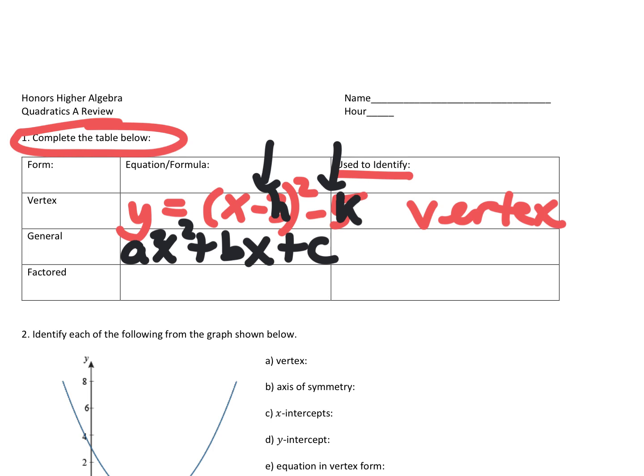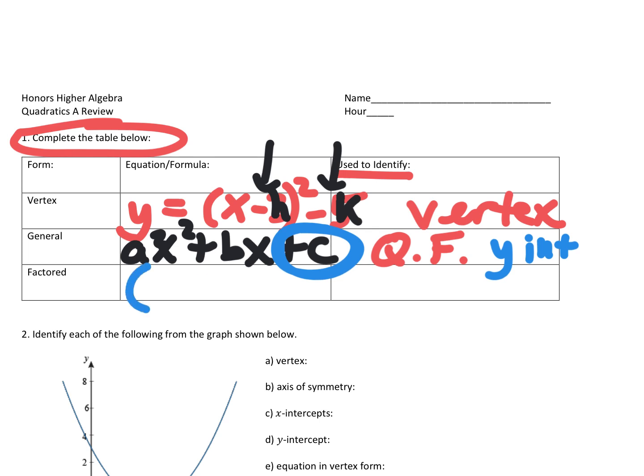What is general form even good for? I would say the quadratic formula. That's one of the things it's good for. And this number right there means something. Do you remember what it is? The y-intercept. Very good. That's what it's good for. And then how about factored form? Well, of course, you got the factors, but what does that really help you with? The x roots. Yes, the x-intercepts, or the roots, or the zeros.